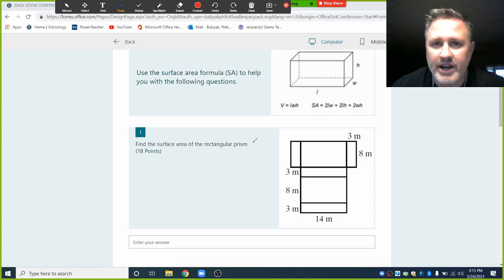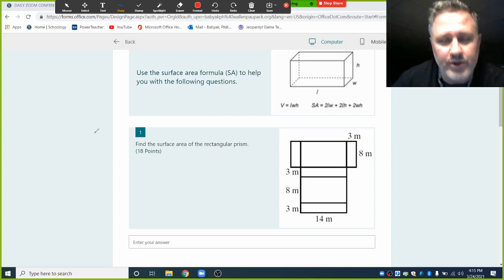Hey everybody, we're going to check out the homework that you guys did last night and make sure that you did a good job. We're looking at the surface area of rectangular prisms. Remember, rectangular prisms have 6 surfaces, but they might all be a little bit different. But what we do know is that there'll definitely be 2 sides that will be the same.